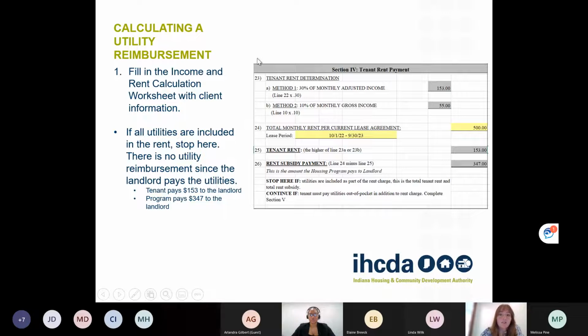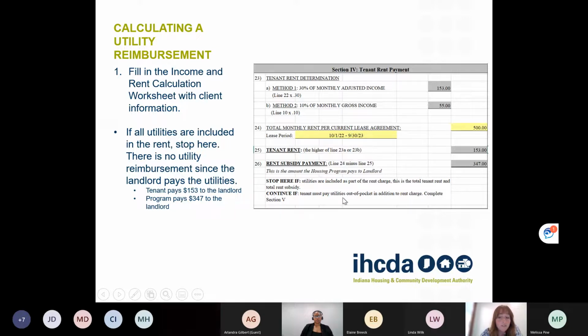So when you are trying to determine if the client needs a utility reimbursement, the first step would be to make sure that you have all of the information filled out on the income and rent calculation worksheet. In this example that I have added, we have it determined that the tenant's rent contribution will be $153. We'll say that their rent each month is $500.